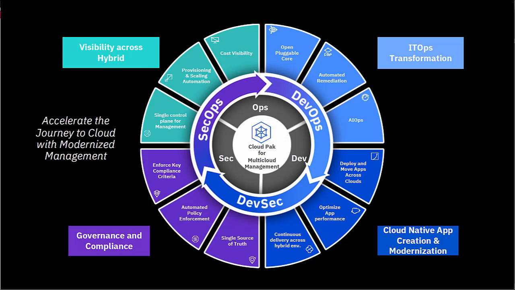Based on an open pluggable core, automated remediation. We're bringing in AI ops. So those of you who have heard of Project Zeno from the Watson AI team, this is being brought into the whole portfolio from an AI ops perspective. From a developer perspective: deploy and move apps across clouds, optimize performance, and continuous delivery in a hybrid environment. And obviously, we talked about single source of truth, governance and compliance, and automated policy enforcement here. And then visibility, both from a cost, provisioning, scaling, and control plane perspective. So that's really where we are headed from a Cloud Pak perspective.